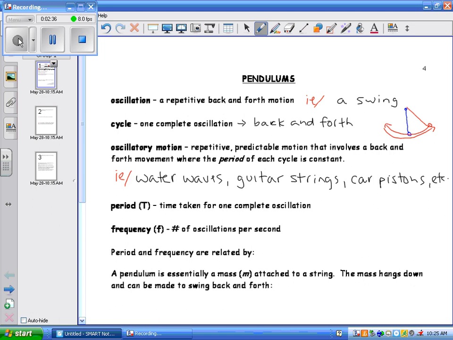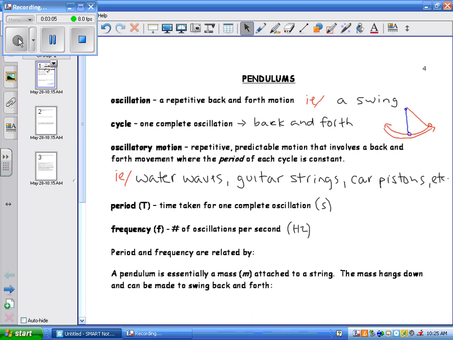Period is a term we've already talked about in terms of circular motion, but period is signified by the variable capital T, and it is the time taken for one complete oscillation. It's measured in seconds. Frequency, which is a lowercase f, is the number of oscillations per second. So period and frequency have an inverse relationship. Period is the time that it takes for one oscillation. Frequency is the number of oscillations you can get per second, and the unit for frequency is hertz.